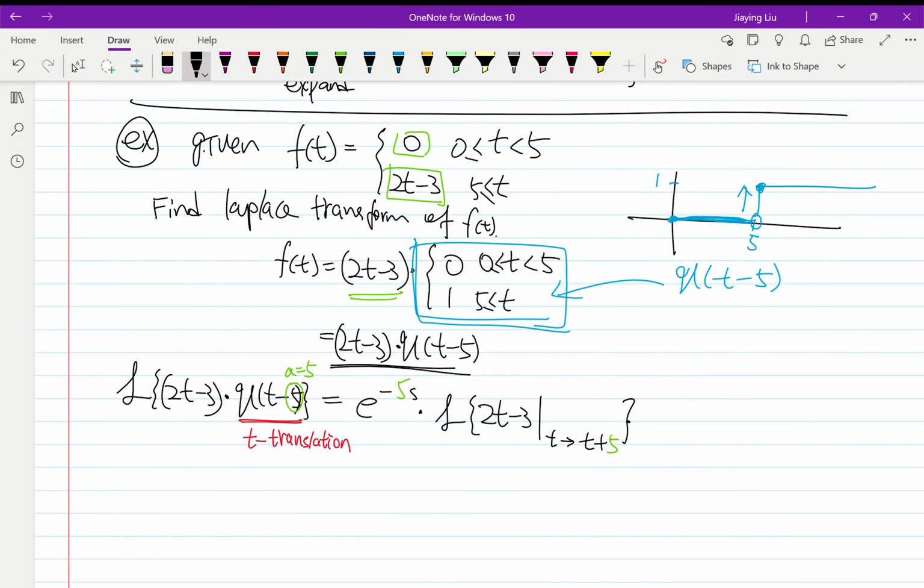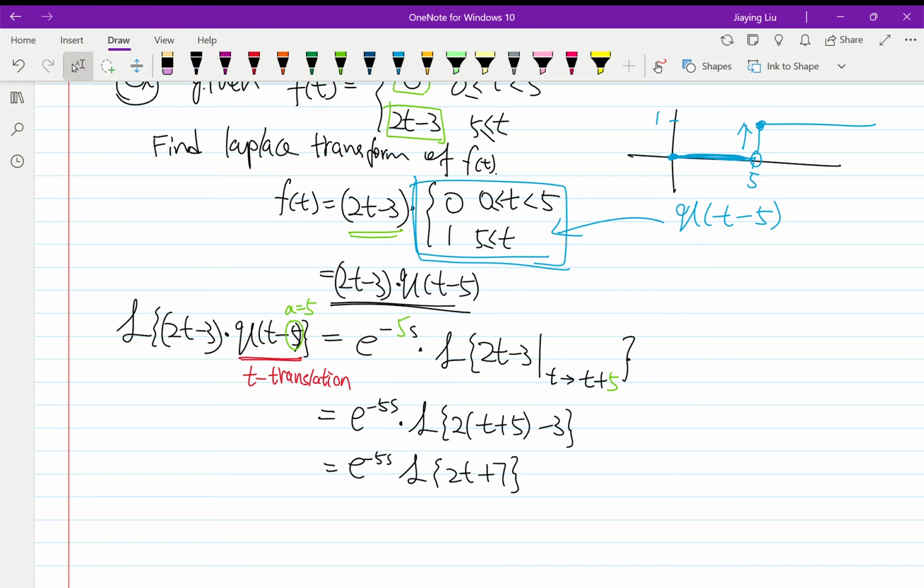Let's just follow the steps. So the e to the negative 5s doesn't change. And then we're finding the Laplace transform of 2t minus 3. So that's a 2, the t will become t plus 5. 2(t plus 5) minus 3. And then expand the 2(t plus 5) and combine with negative 3. So that becomes e to the negative 5s times the Laplace transform of 2t plus 10 minus 3, which is 2t plus 7.